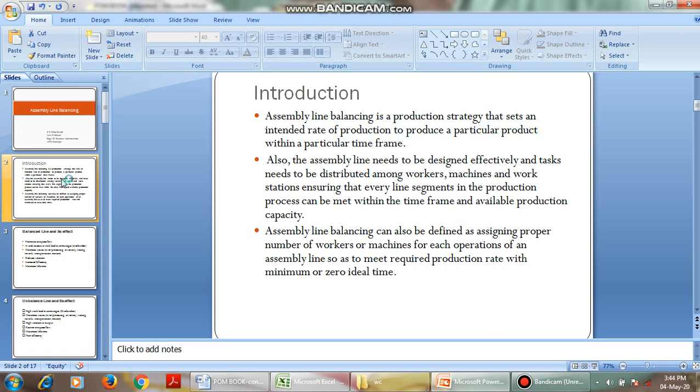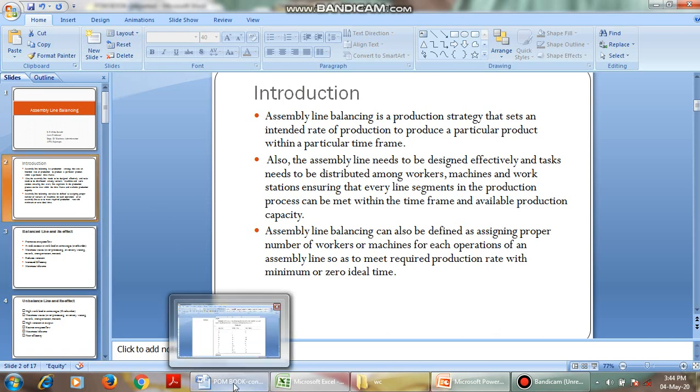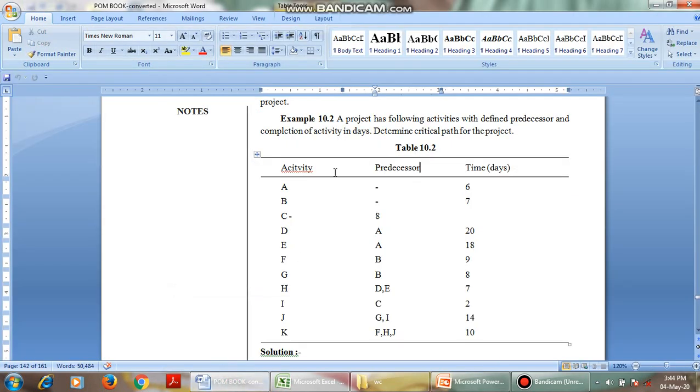Let me give a simple example. In an organization, if you want to produce a product, it involves various sequences of activities. Let us see a brief about it. Here there is a project, and here there is an activity. Activity is nothing but the work which we have to do.